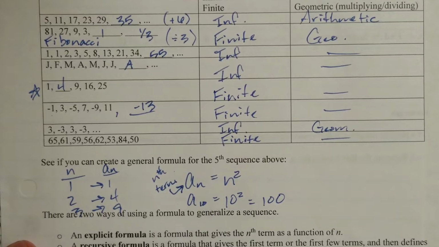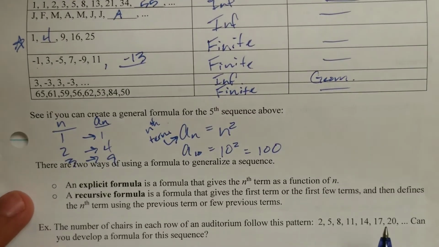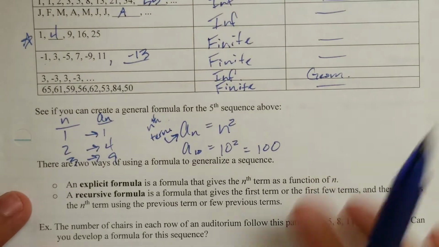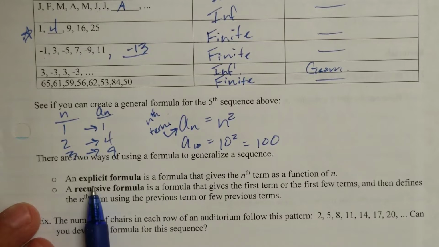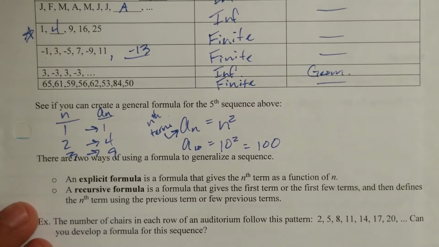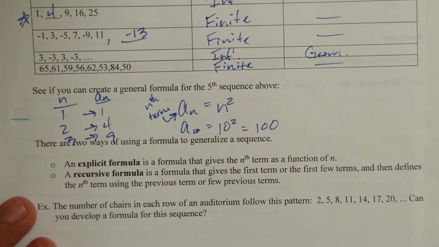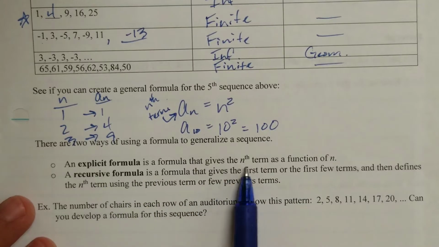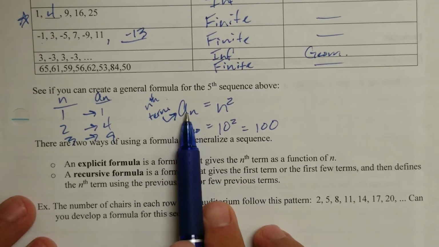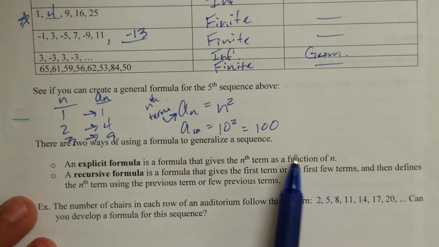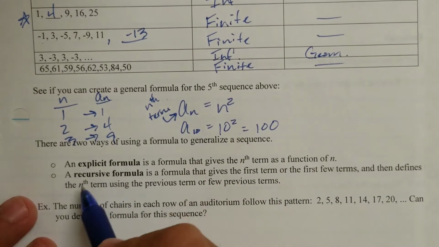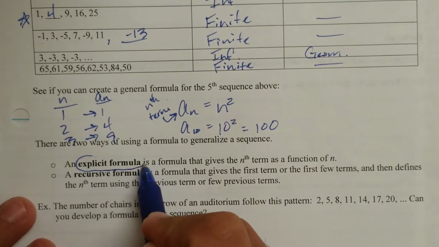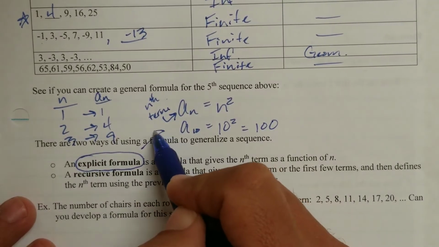And also this formula right here, if you go down to the next section where it starts talking about the different types of formulas, this would be considered an explicit formula. So look at the definition of explicit formula. An explicit formula is a formula that gives the nth term, that's what we found right there, the nth term, as a function of n. Okay, so this guy right here would look something like that.